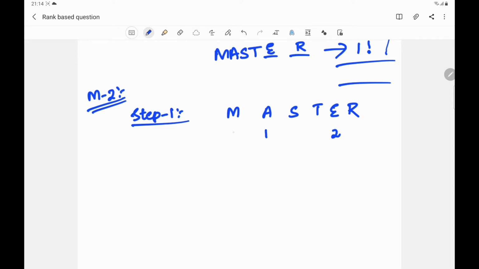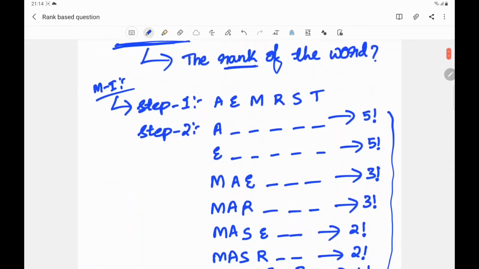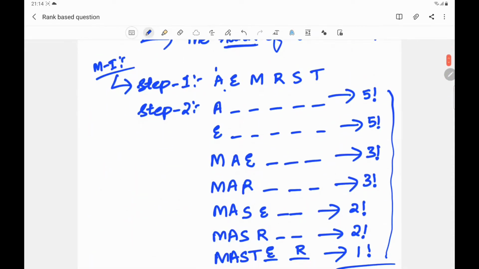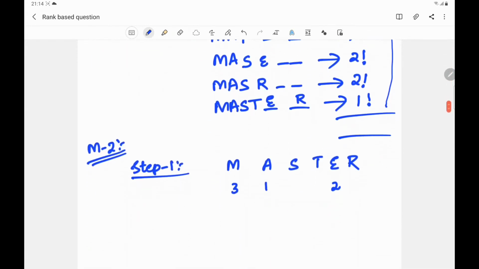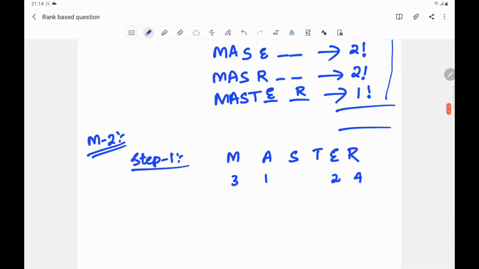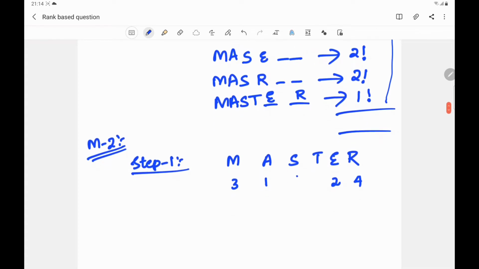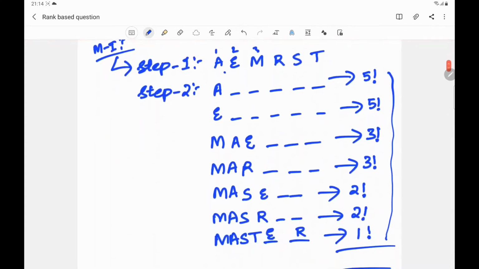And M is going to come third, so we will give the rank 3. So we have given rank 1 here, rank 2 here, rank 3 here. For R, it will be rank 4, and for S, it will be rank 5, and finally T is rank 6.